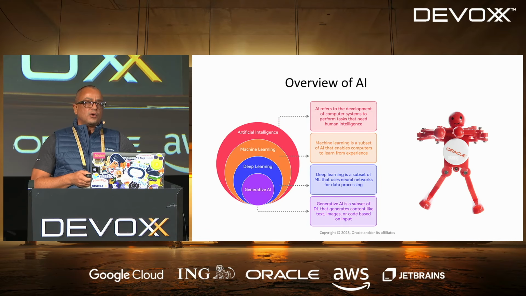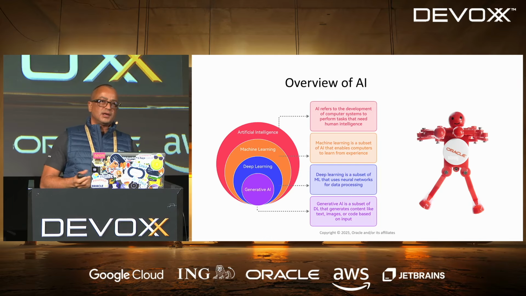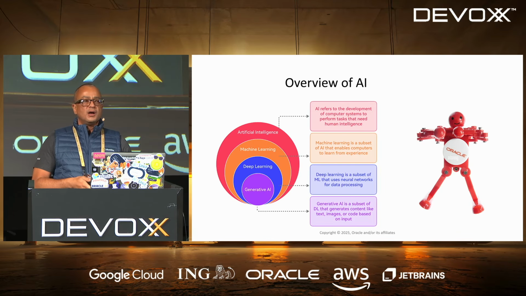Just a quick overview of AI, because at the end of the day we have AI as a superset, and then we have machine learning, supervised and unsupervised learning, and then we have deep learning as a more specialized area. And of course we have GenAI, so this is just to position it.